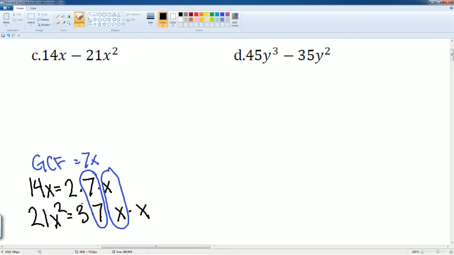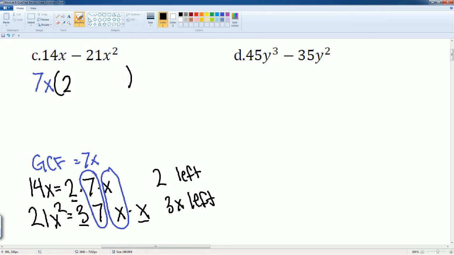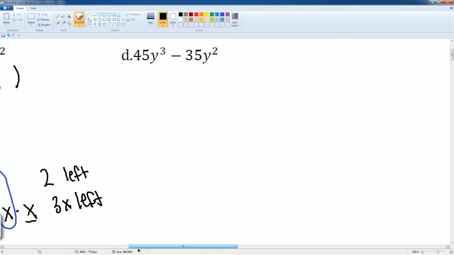Let's see what is left over. A 2 is left over from the 14x. And a 3x is left over from the 21x squared. So the greatest common factor was a 7x. Parentheses, what was left? A 2 was left from the 14x minus a 3x was left from the 21x squared. Let's look at D.